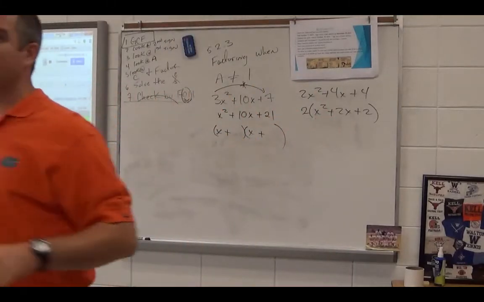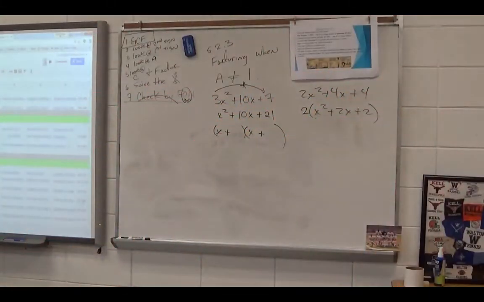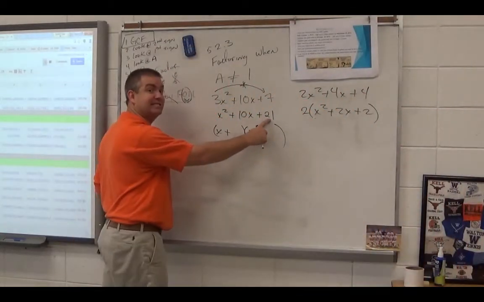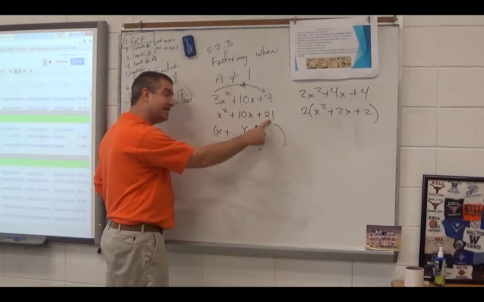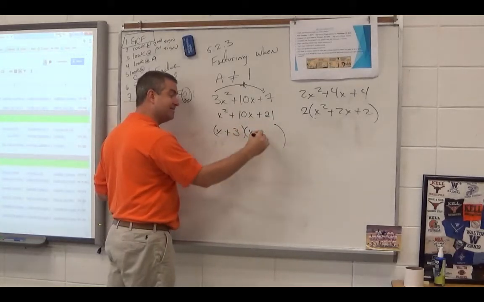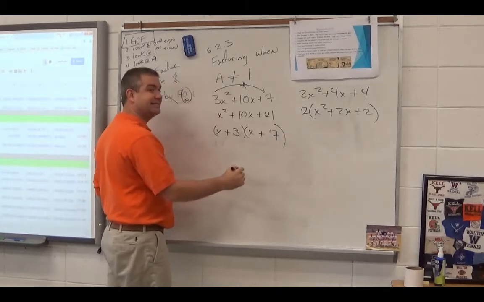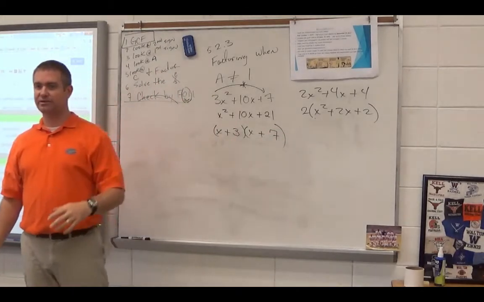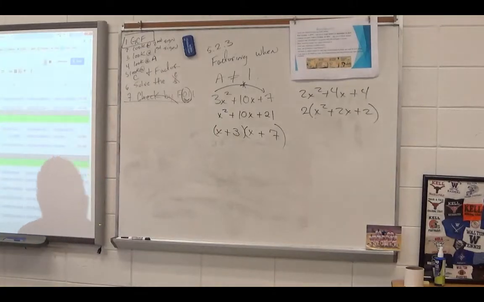What are the factors of 21 that have something to do with 10? 7 and 3. That should be almost automatic to you guys. And if it's not, you need to come to tutoring. If it's not jumping out at you that 7 and 3 are our factors, then you need to come to tutoring, because it should be pretty obvious that that's 3 and that's 7. Now order doesn't matter. I could have put the 7 there and the 3 there. Makes no difference.